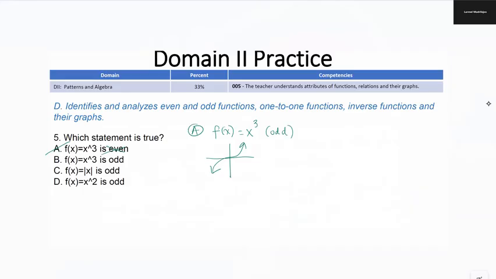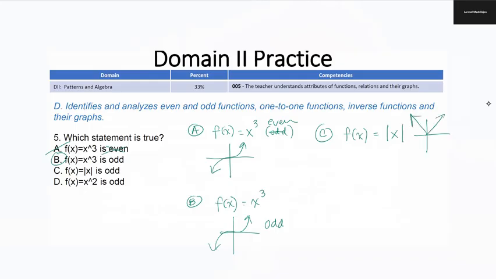Now, letter B. f of x is x cubed is odd. They said it's odd, which is true. Again, in the previous one they said it's even, and that's not the answer. So it looks like that's the answer. Letter C. The graph of absolute value of x, they said it's odd. No, that's not true, because the graph looks like this. So this is even. Okay? So this is not true.